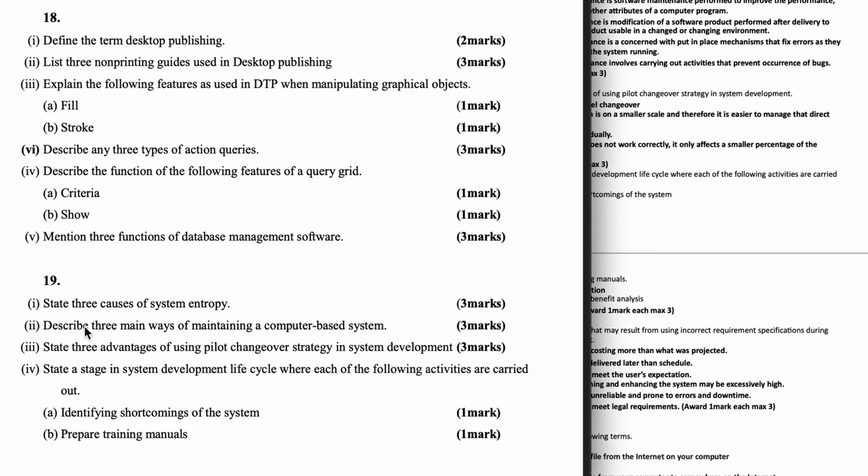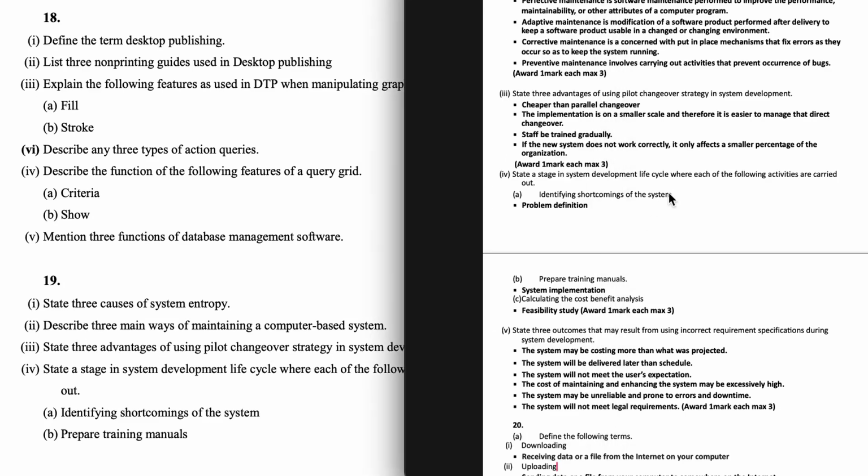Roman 3. State 3 advantages of using pilot changeover strategy in system development. Cheaper than parallel changeover. The implementation is on a smaller scale and therefore it is easier to manage than direct changeover. Staff can be trained gradually. If the new system does not work correctly, it only affects a smaller percentage of the organization.